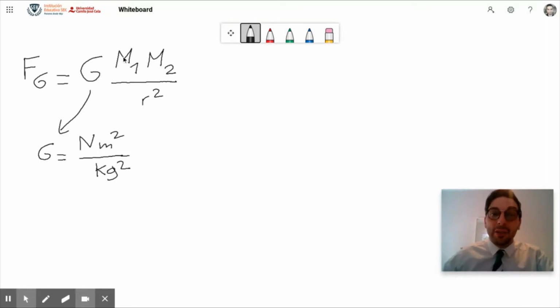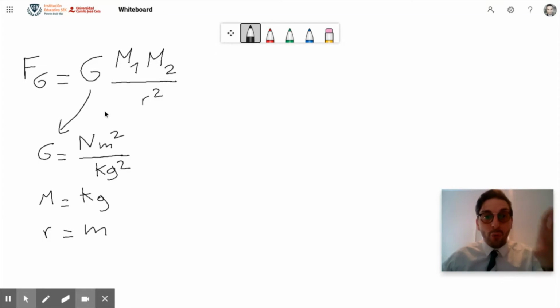Now, the unit of mass, we all know, is the kilogram, okay? And the unit of distance, in this case R, is the meter. Okay, so first of all, we have here all the units, perfectly fine. Newton, this is the point. This is where things get interesting.